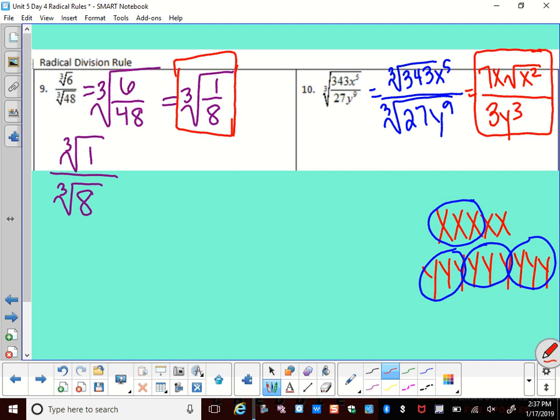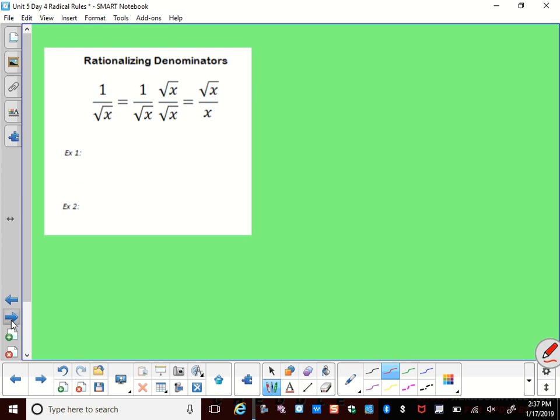Alright, go back to your pink sheet. Rationalizing denominators. What this means is that we don't want a radical in the denominator. This right here cannot happen. We don't like it. So what we have to do is get rid of it.